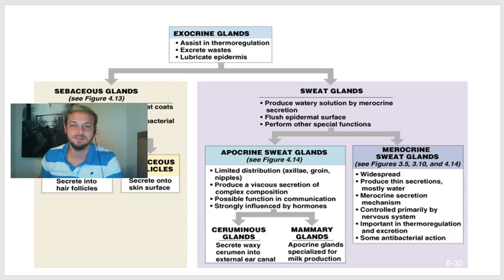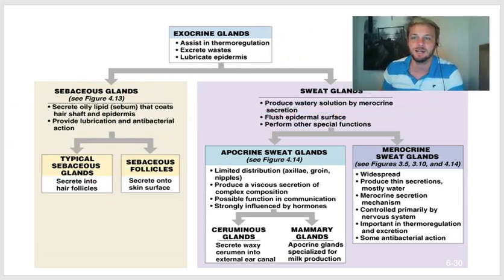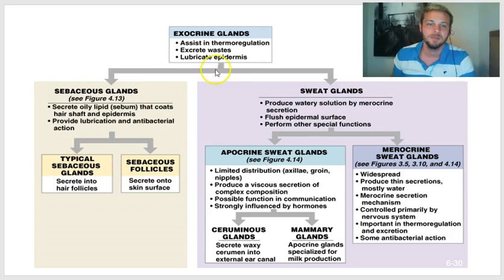Alright, so this is just a little flowchart showing you the types of glands we have. You have your sebaceous, so the ones associated with your hair follicles or the ones that go straight to the skin. And then your sweat glands, merocrine and your apocrine. This is your typical sweat. This is the sweat that you get around the groins and armpits. Also, your earwax and mammary glands.